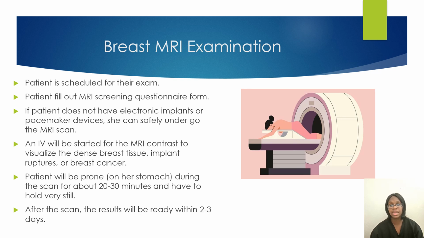For a breast MRI, the patient will come in and have to lay on the table on their stomach, because that's how the camera is. They will have to have contrast. They have to fill out a screening form to make sure they do not have any metal in their body. The scan will take about 20 to 30 minutes to perform.